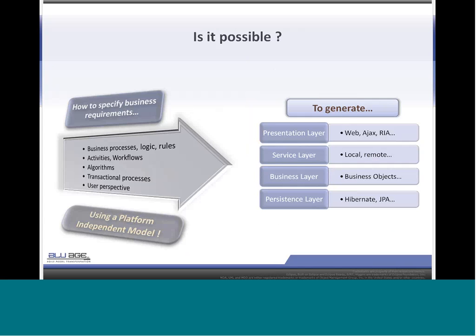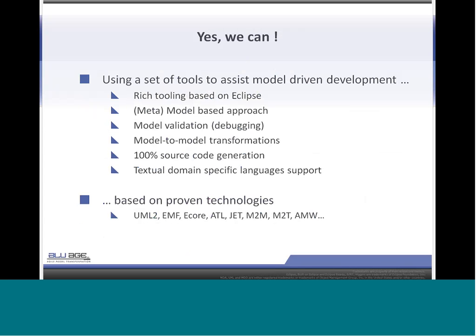So the question is: is it possible to specify business processes, activities, transactional processes, algorithms, etc., to generate all the technical architecture implementations, including rich internet applications, for instance, web, JAX support, EJB, Hibernate, JPA, etc.? Is it possible to model all this specification and all these requirements, and is it possible to generate it on my target architecture using the framework implementation? So the answer is yes, we can.